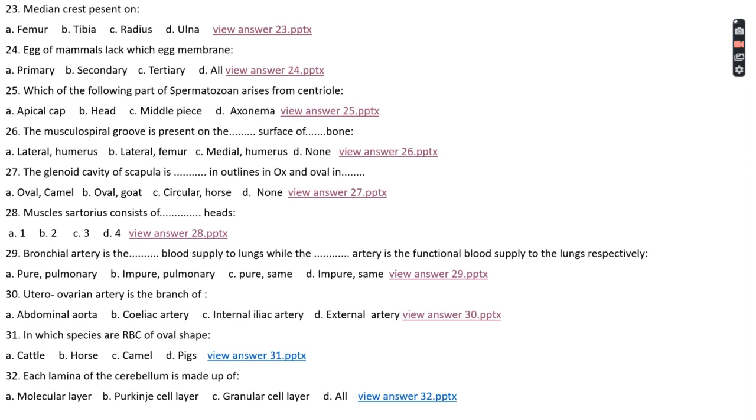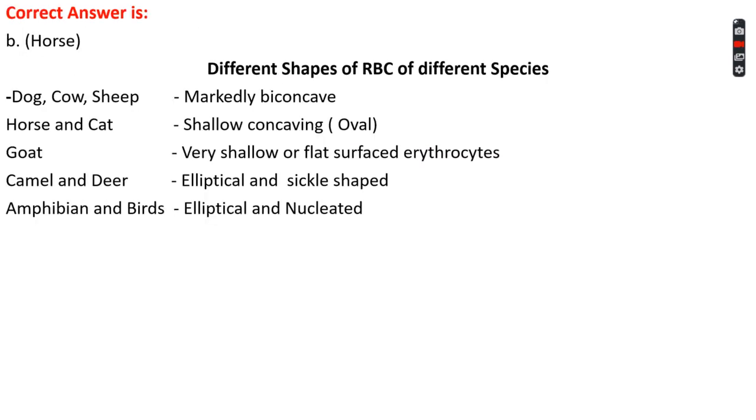Question number 31. In which species are RBCs of oval shape? Option A cattle, option B horse, option C camel, option D pig. The right answer is option B, that is horse.